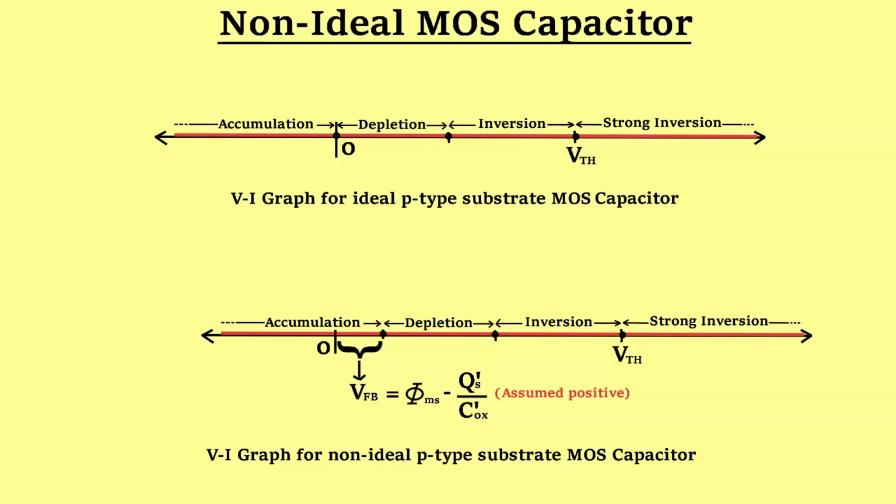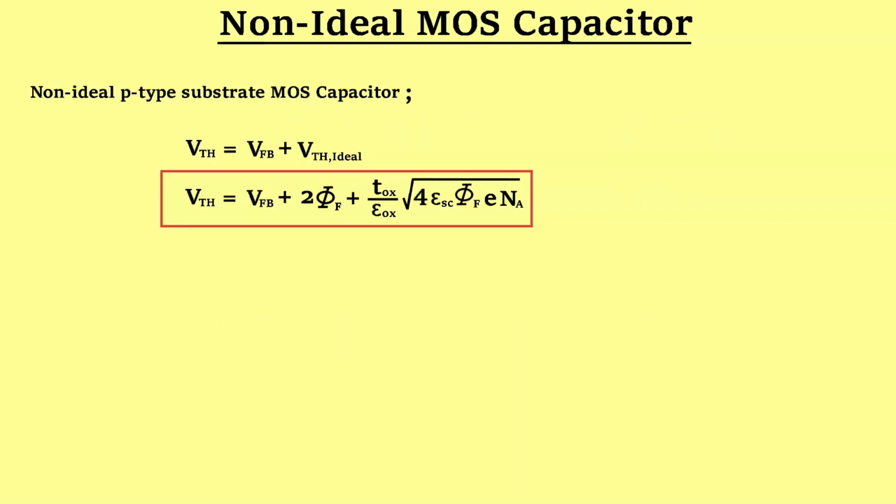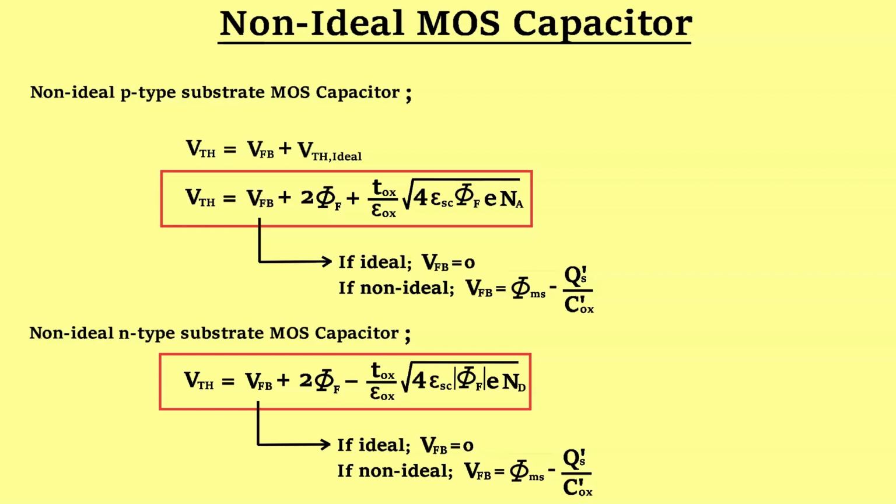Now consider another important parameter, which is threshold voltage. Threshold voltage will be equal to the flat band voltage plus the threshold voltage which we got for the ideal MOS capacitor. You should actually learn this form of threshold voltage as it considers both ideal and non-ideal MOS capacitors. For the ideal case, you have to simply put flat band voltage equal to 0. Similarly, we can write the threshold voltage for a non-ideal n-type substrate MOS capacitor.